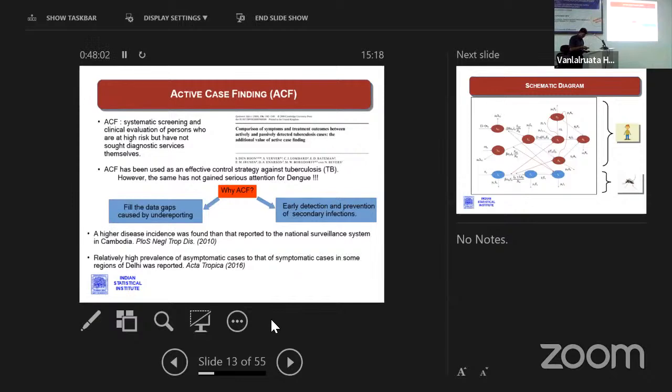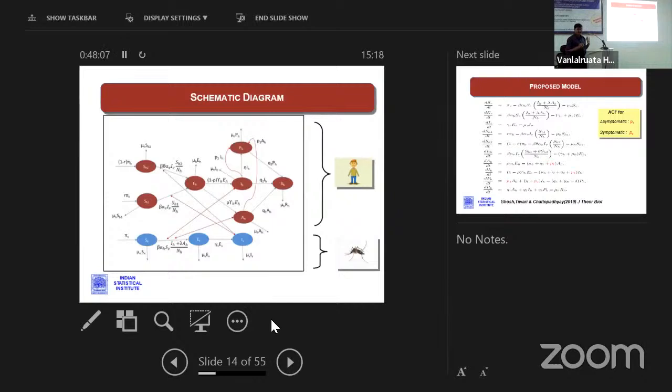Okay, now, yeah, it looks very complicated, isn't it? Okay, don't worry. It looks complicated, of course. So now I'm trying to formulate the dengue model. How?